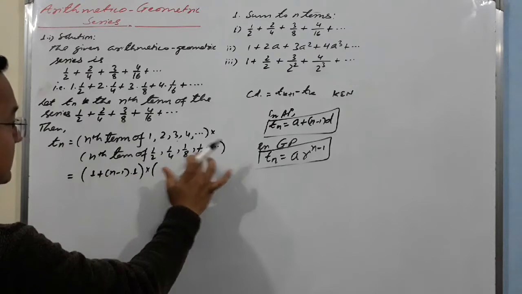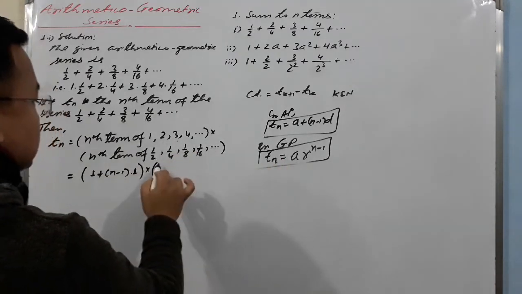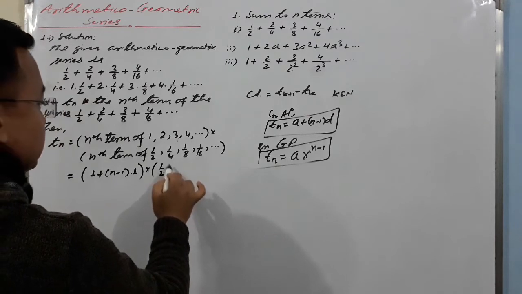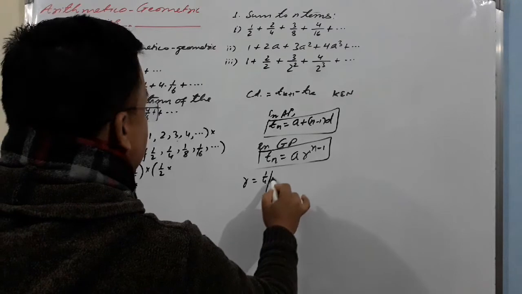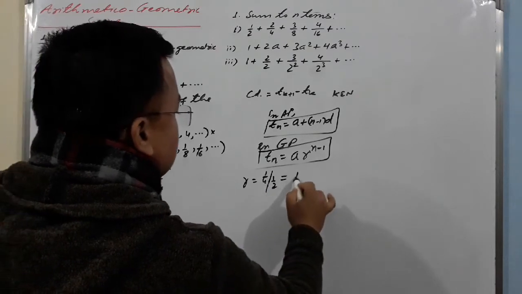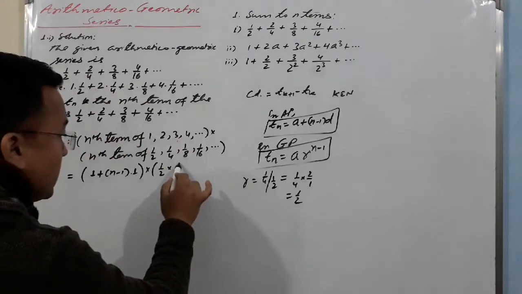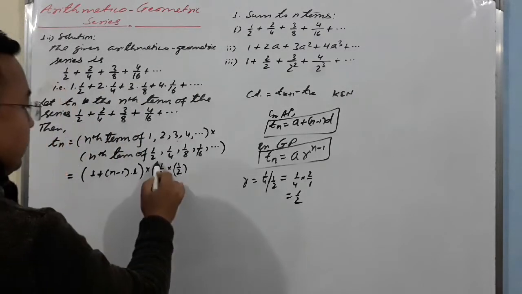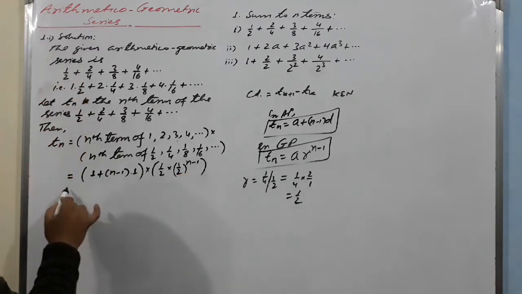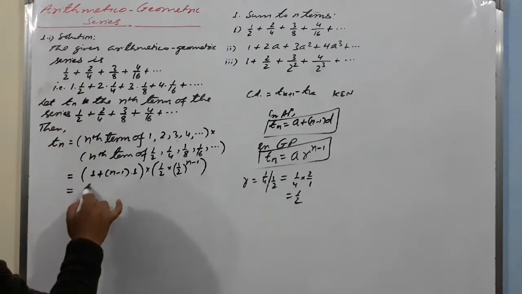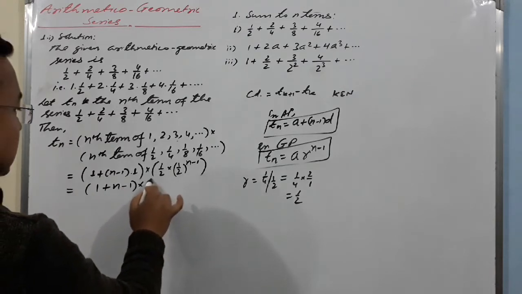And times your 1. Now these terms are in GP, so the GP formula is 1 by 2 times r. What is the ratio here? r is equal to 1 by 4 divided by 1 by 2, so you get 1 by 4 times 2 upon 1, which is 1 by 2. You have a common ratio of 1 by 2 also, in a small bracket, with n minus 1. So here simply 1 plus 1 times (n minus 1) you get.